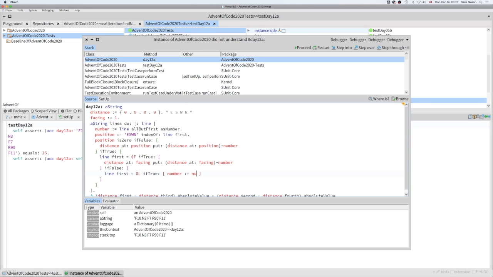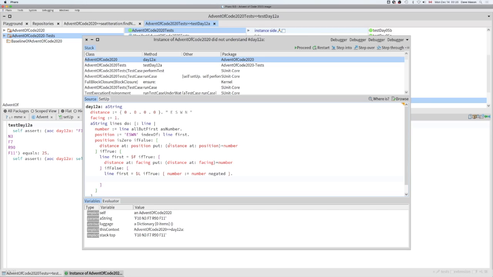Number negated. Okay. So now number is a positive or negative number. It's a multiple of 90. And the question is, how far do we want to turn?